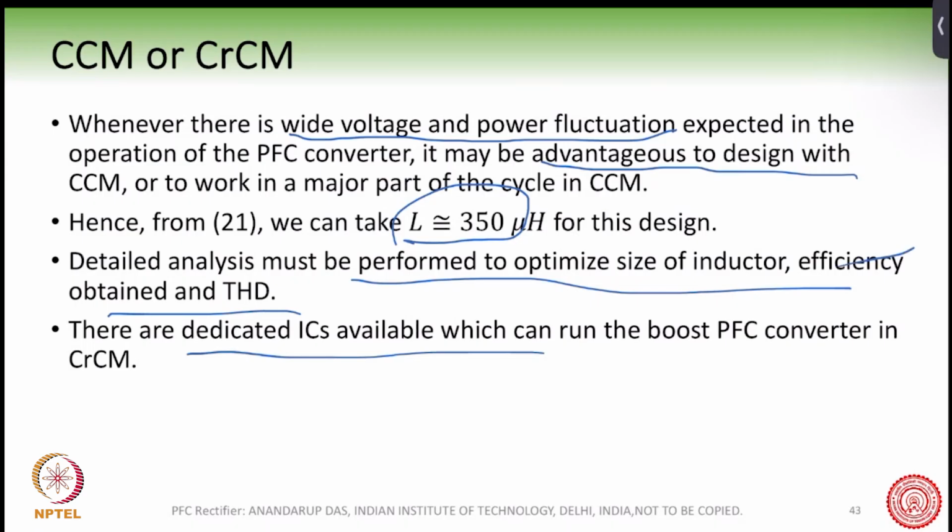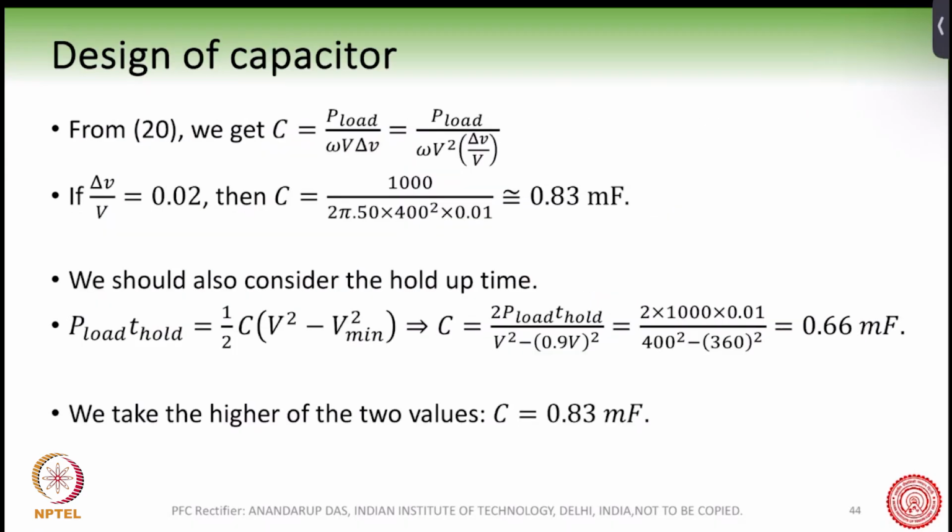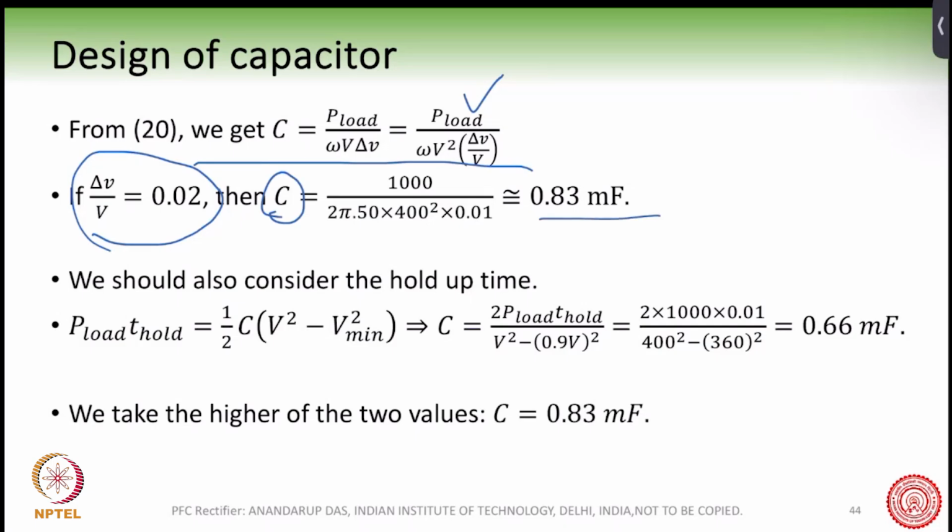Okay, so now the design of the capacitor. How do you design the capacitor? We get the C value as P load over omega V into delta V, right? We have seen this in one of the previous equations. So this is P load divided by omega V square into delta V by V. Suppose I have taken delta V by V as 0.02, 2% ripple. Then the value of C is 0.83 millifarad.